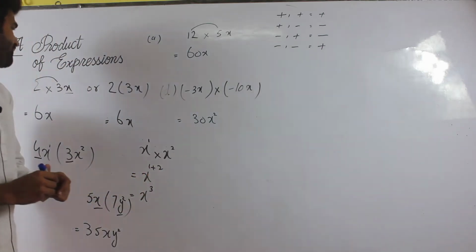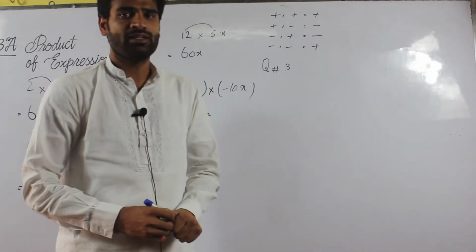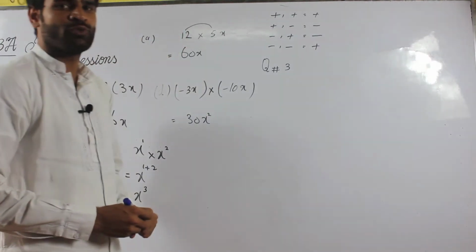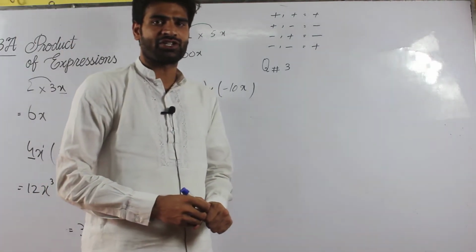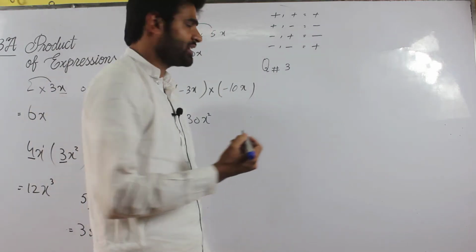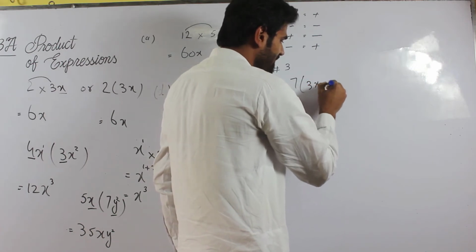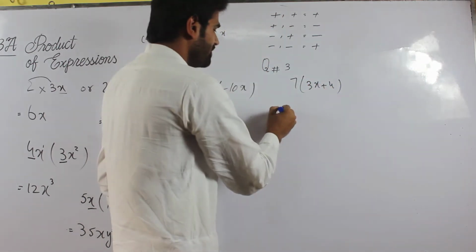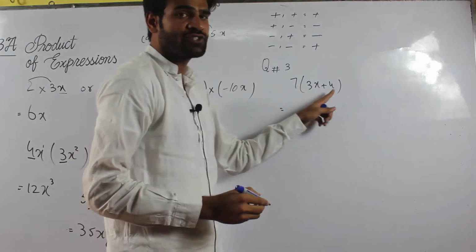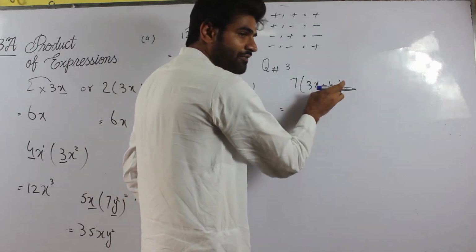So this is the simple way to find the product of expressions. In question number 2, we only solve simple multiplication of two numbers with variables. Now we expand the expressions, just like 7 into 3x plus 4. 7 into 3x plus 4. So first we multiply 7 with 3x, then 7 multiplied with 4.